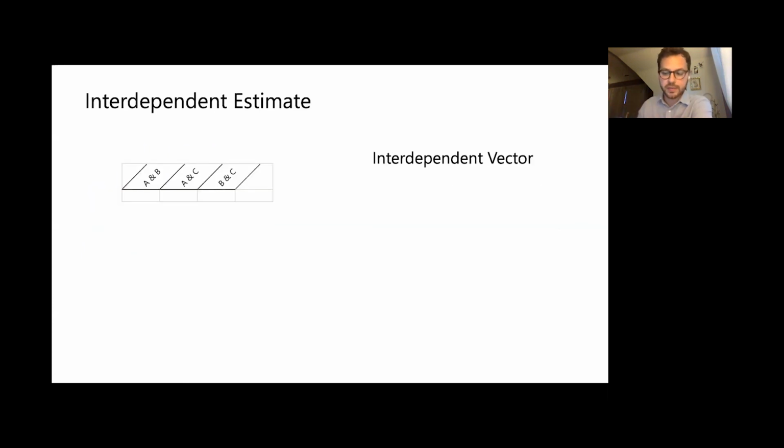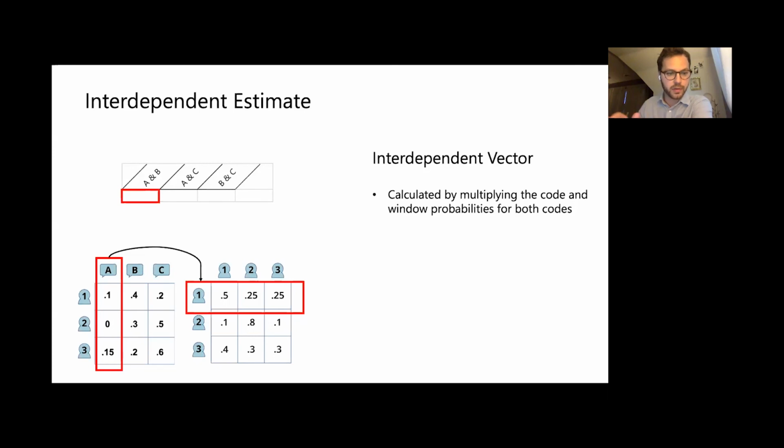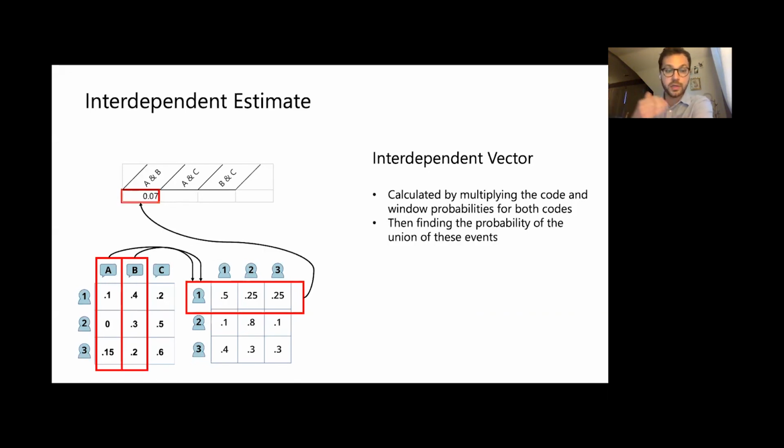So now to actually get this vector, we have to do a little bit of math, which I'll gloss over, but I can talk about in more detail. So what we're going to do is for a given pair of codes, multiply the code probabilities times the window probabilities of the individual that we're creating the vector for. And we'll do that for both of the codes in the pair that we consider. Then we'll find the union of those probabilities. And this is going to give the probability of the individual having that connection from A to B, either in their own lines or in the lines that are in their windows.